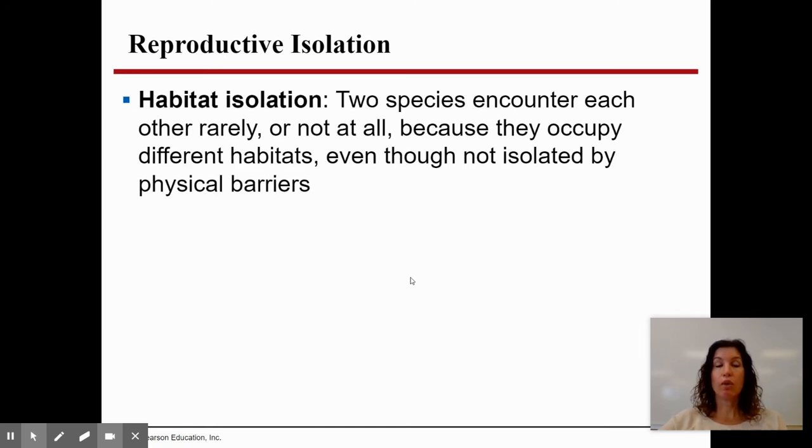A form of pre-zygotic isolation is habitat isolation. Two species encounter each other rarely, or if at all, because they occupy different habitats. So they are geographically in different places.